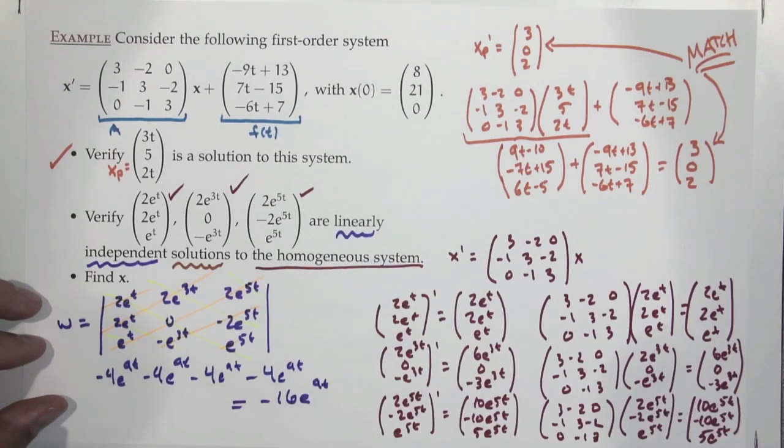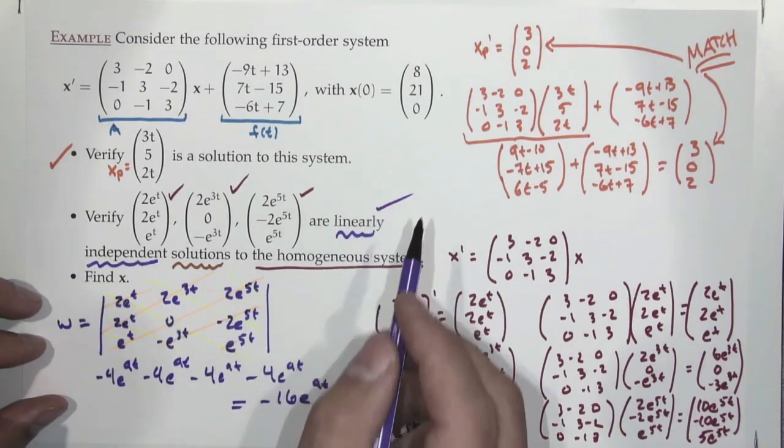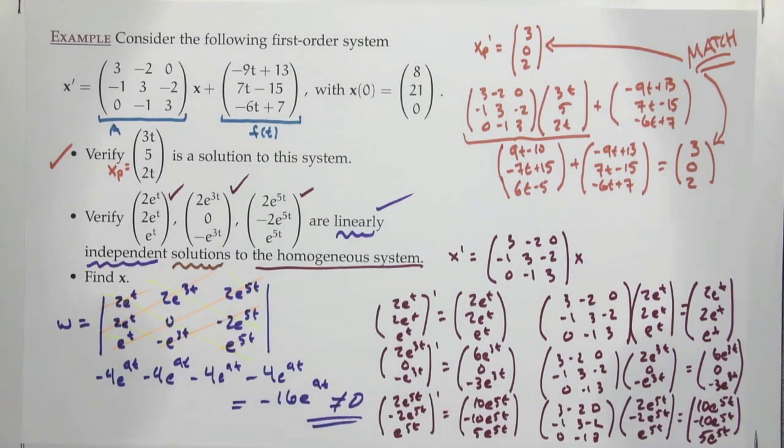What's the important thing about minus 16 e to the 9t? Good, you've cracked the code. So they are indeed linearly independent. Okay, 2 bullet points down. Any questions?